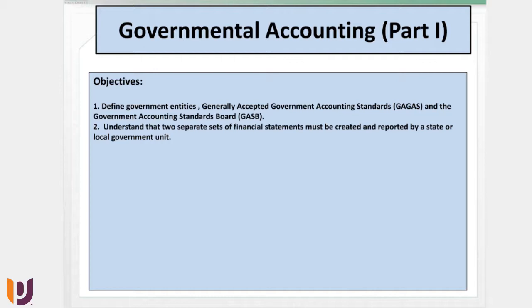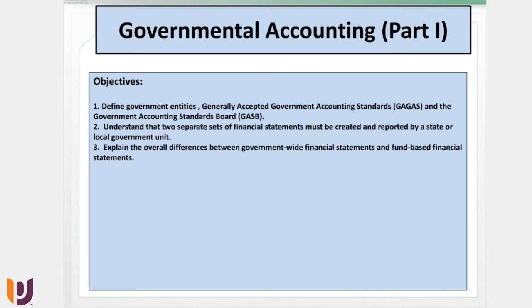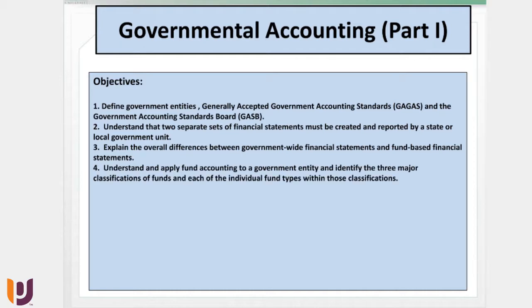2. Understand that two separate sets of financial statements must be created and reported by a state or local government unit. 3. Explain the overall differences between government-wide financial statements and fund-based financial statements. 4. Understand and apply fund accounting to a government entity and identify the three major classifications of funds and each of the individual fund types within those classifications.